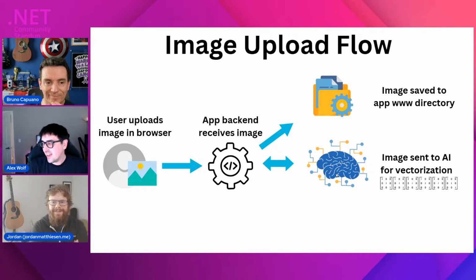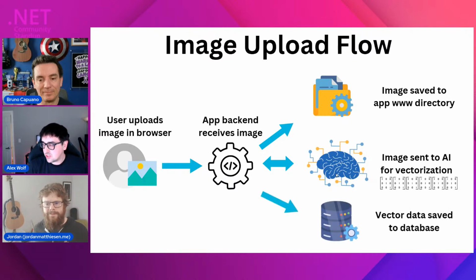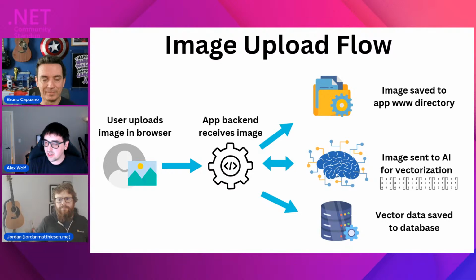That actually gets sent out to Azure AI Vision in this case, and that returns a huge vector back that captures the meaning of that image and the context of it. And then that is saved to the vector database, which in this case is Chroma. So the vector and a couple other data items are saved into the vector database, and the image file itself is saved in the web directory, and you could put that wherever you wanted to in a real app.